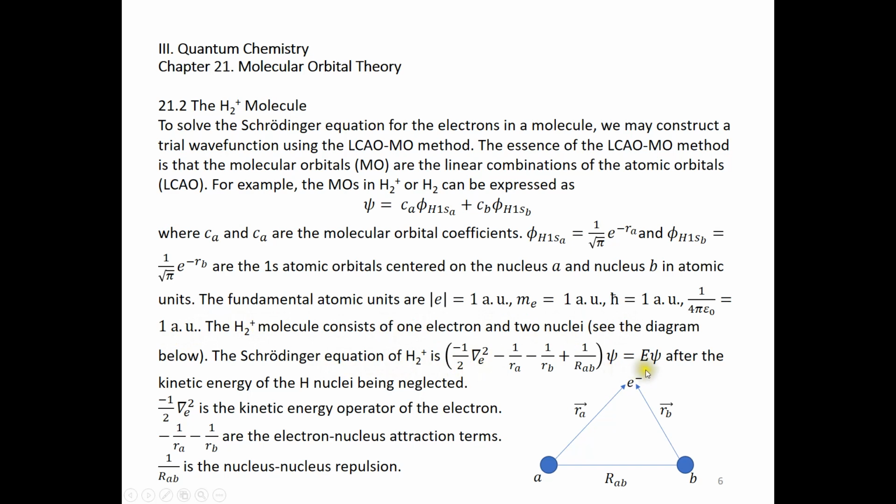The Schrödinger equation is this: H psi equals E psi. H consists of the kinetic energy operator for the electron, the attraction this electron feels from nucleus A, the attraction the electron feels from nucleus B, and over here this is uppercase R sub AB. This is the repulsion between the two nuclei. We did neglect the kinetic energy of the nuclei because the kinetic energy of the nuclei is much smaller than the kinetic energy of the electron.